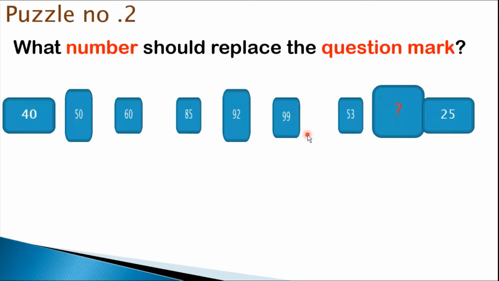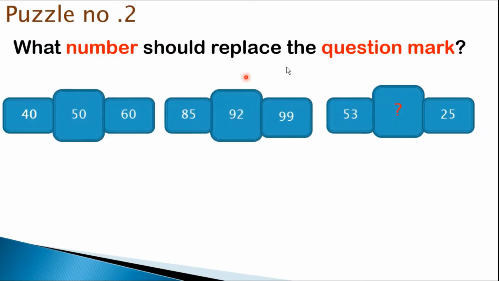Puzzle number 2. What number should replace the question mark? You have three sets of data. One set of data is 40, 60, and in the middle you have 50. Another set of data is 85, 99, and in the middle you have 92. And the same thing, you need to figure out this one. Your time starts now. 10, 9, 8, 7, 6, 5, 4, 3, 2, 1.